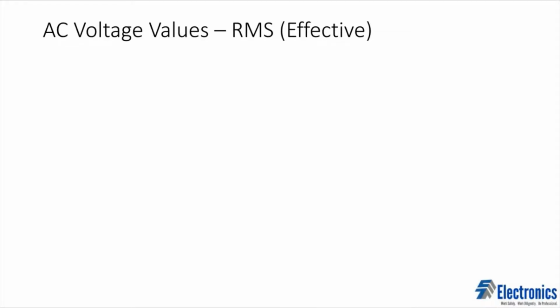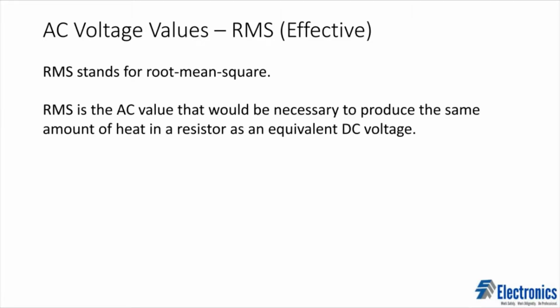Okay, now RMS, or effective voltage. This is the most important one. RMS stands for root mean square. RMS is the AC value that would be necessary to produce the same amount of heat in a resistor as an equivalent DC voltage.